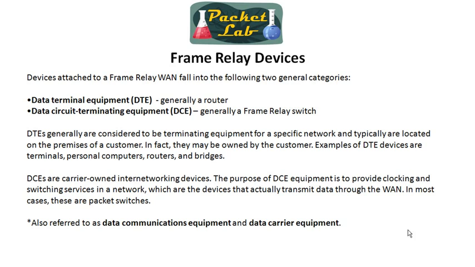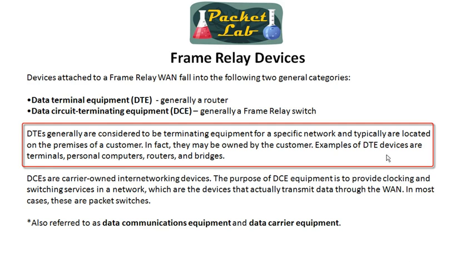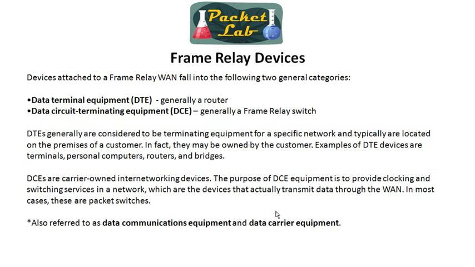And the frame relay devices generally fall into two general categories, and those are DTE and DCE devices. A DTE device is data terminal equipment. In our case, that's going to be a router. If you look into other protocols like ISDN, there's a number of devices that can be DTEs, and it even says down here that examples are terminals, personal computers, routers, and bridges. In our case, just think of the router. It's going to be basically where our network ends and the carrier's frame relay network begins.